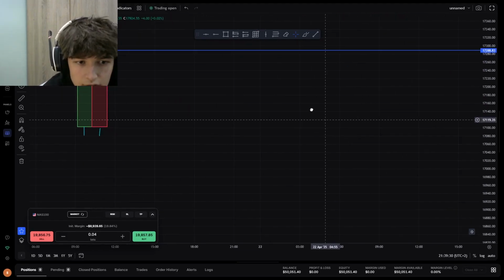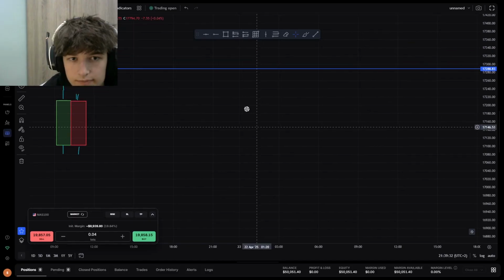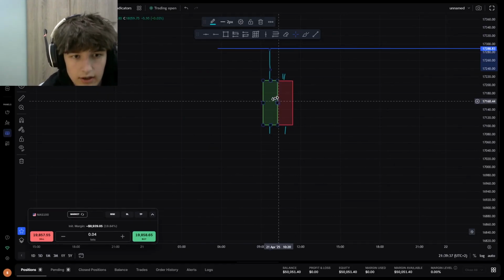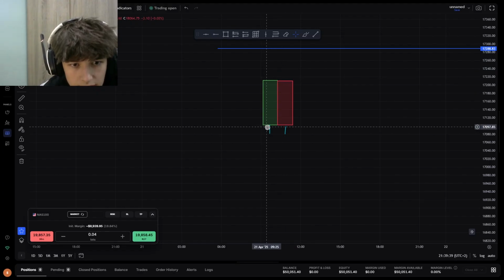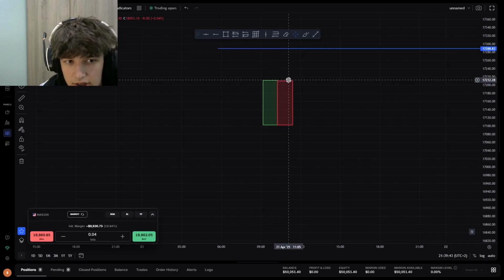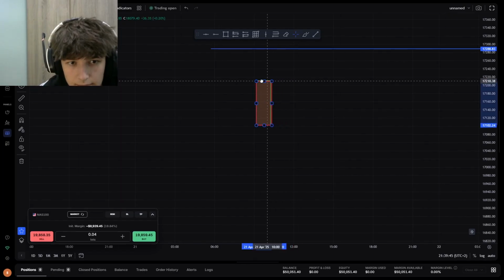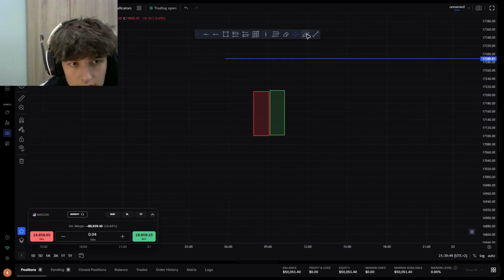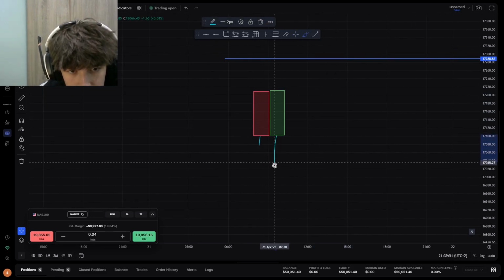So let's look at a low. A low is basically the opposite, so I will just kind of redo this for an easier explanation. So now you just switch these two candles. This will be your low. We have the wicks right here.